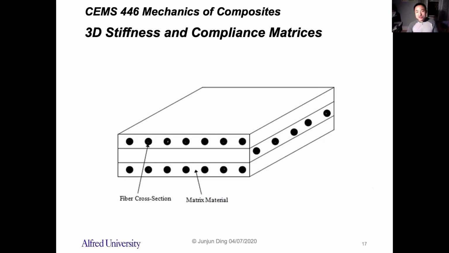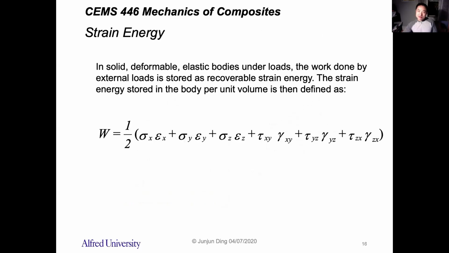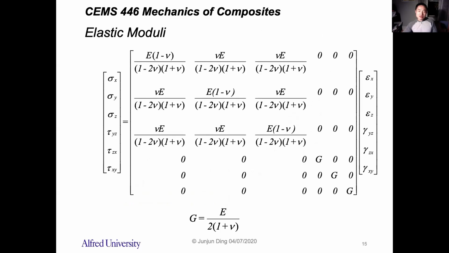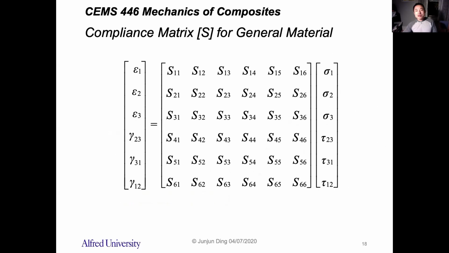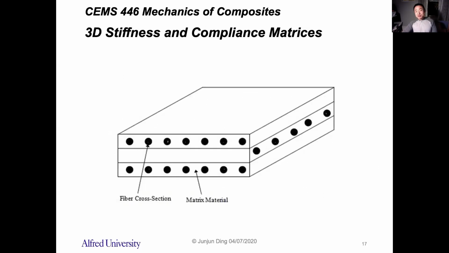So for this lamina, we want to laminate, right? This laminate is made by lamina. We want to find out the 3D stiffness and compliance matrices. Sorry, I haven't mentioned the compliance matrix and the stiffness matrix. Okay.